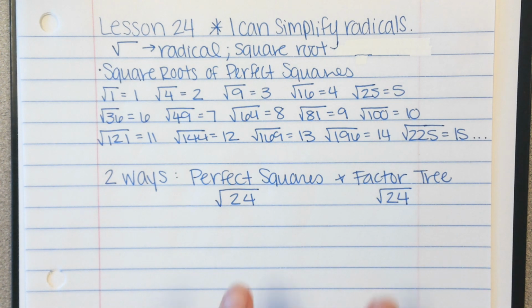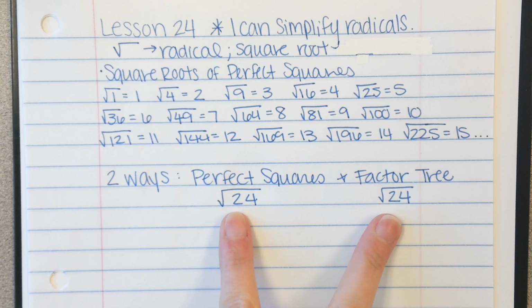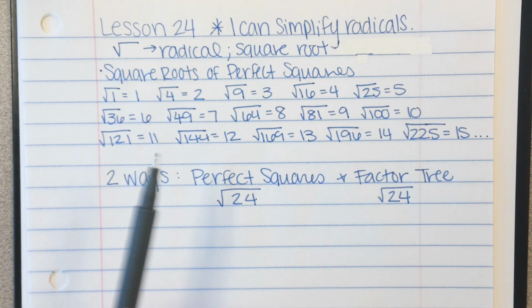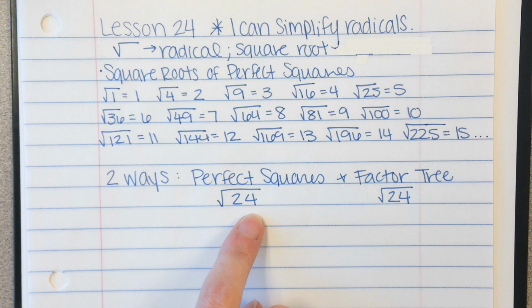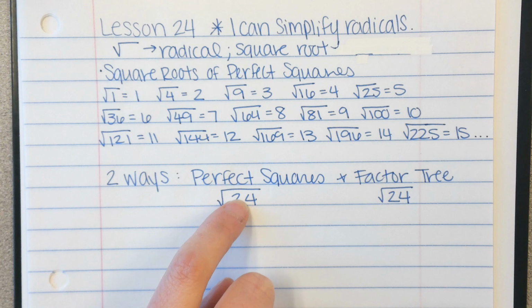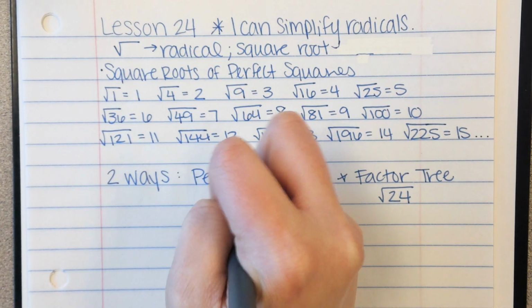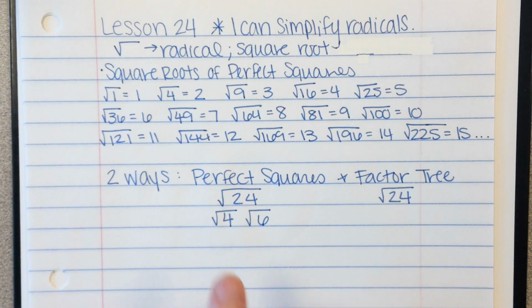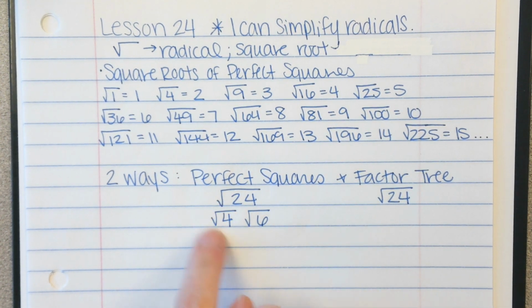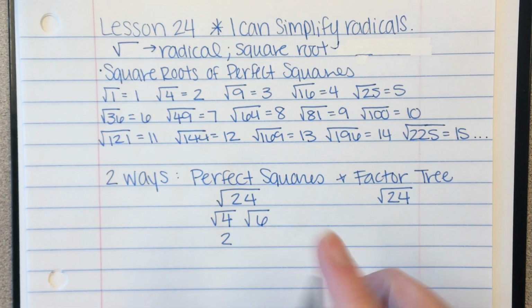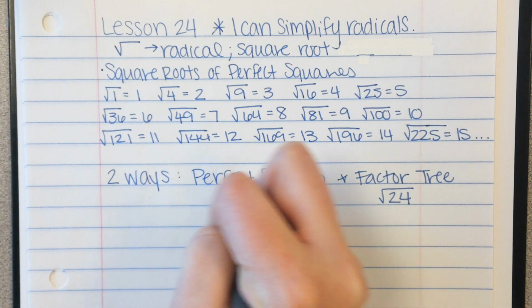Okay, so I'm going to show you how to simplify the square root of 24 both ways. If I'm going to do it using perfect squares, I'm going to think about the perfect squares and the biggest one that can go into 24. So I know that the square root of 4 is going to go into 24. So I'm going to break this up into the square root of 4 times the square root of 6, because 4 times 6 is what gives me 24. So I'm going to break it into these two radicals. The square root of 4 I know is 2. The square root of 6 can't be simplified, so we bring it down, and that's our final answer.